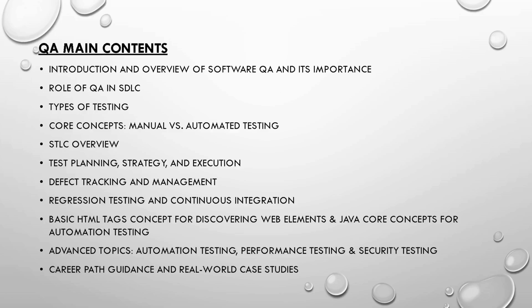In this, we'll be learning about the STLC, that is software testing lifecycle, and we'll know about the various testing types like unit testing, regression testing, integration testing, retesting, performance testing. There are many more types of testing. We'll be learning about all those testings, and we'll also learn about the core concept of manual testing versus automation testing, and then we'll learn different tools for automation testing.